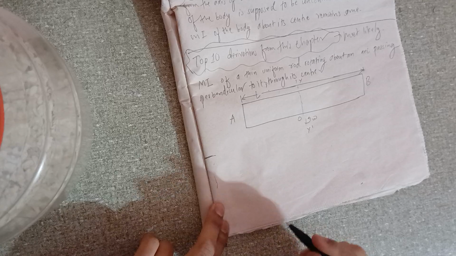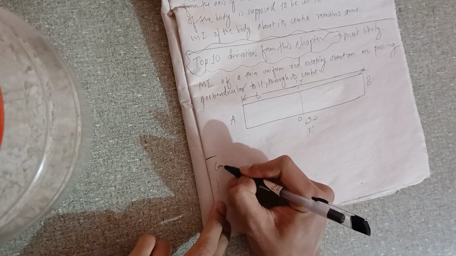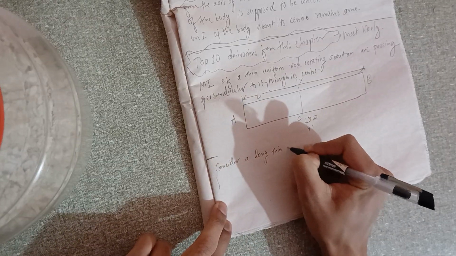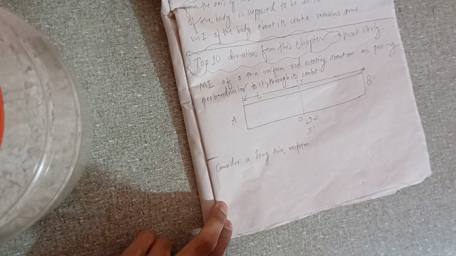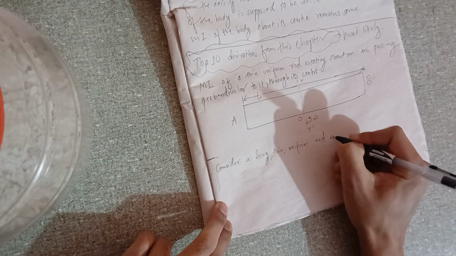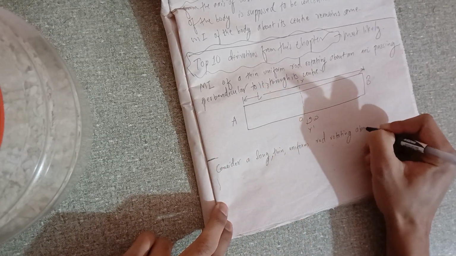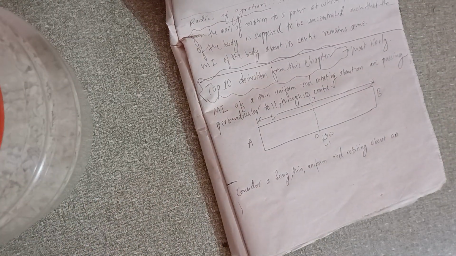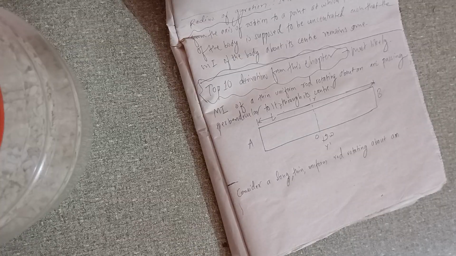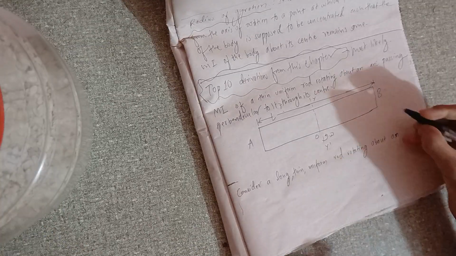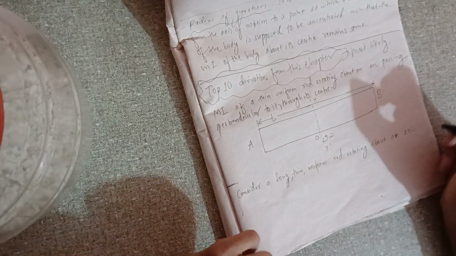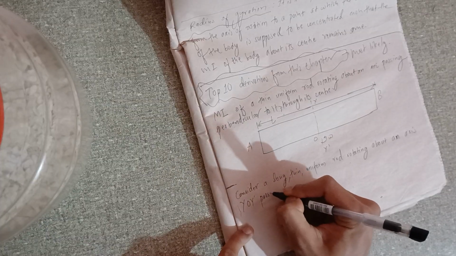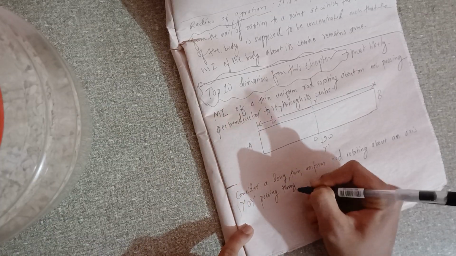Okay, so first we need to write some language. Let's just try to consider a long, thin, uniform rod rotating about an axis. The axis is Y O Y prime, passing through its center.